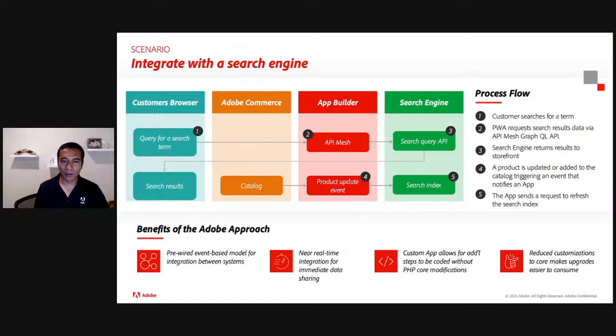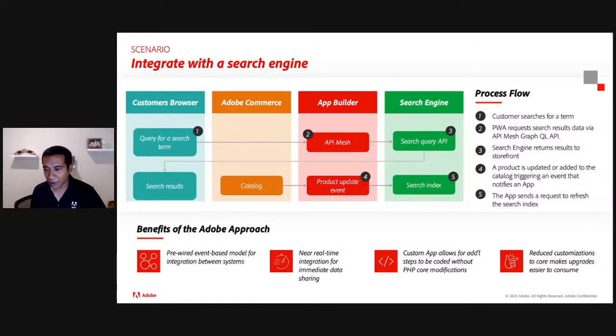The first is essentially querying for particular search results. So when you query for a search term, the query could go to API Mesh, which will then go to the search engine to get back the products related to the search term. And then the additional product attributes can come back from Adobe Commerce. So the actual results come from the search engine. It's merged together with the product details that come from Adobe Commerce. And then those results are returned back to the shopper's browser.